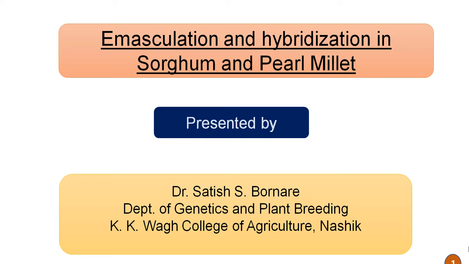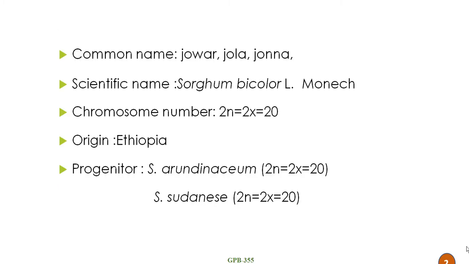So friends, today we are going to learn our next practical exercise of GPB 355, that is emasculation and hybridization in sorghum and pearl millet. So let us see first the emasculation and hybridization technique in sorghum.